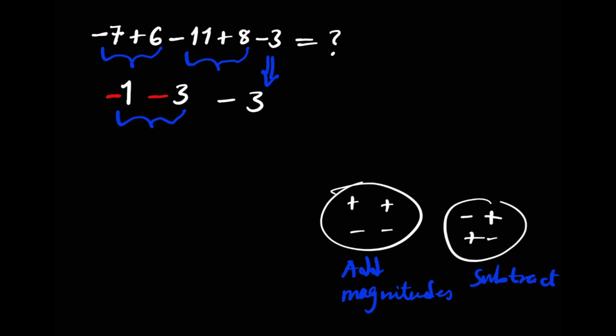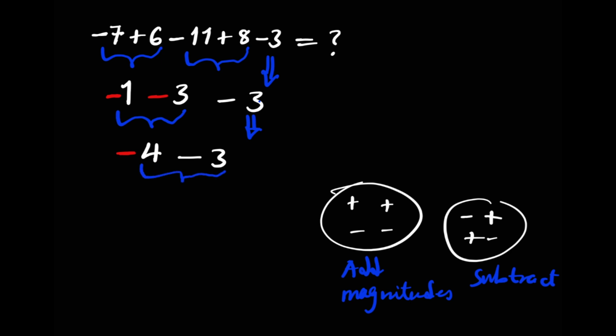Now, this is a case where we have the same signs. What do we do when we have the same signs? Yes, that is true. We add the magnitudes and then maintain the sign. So 1 plus 3 is 4. And then we maintain the negative sign. Again, let's bring down the -3.